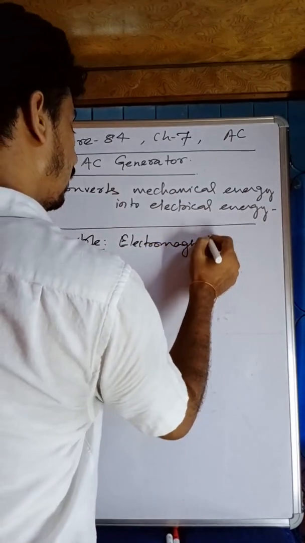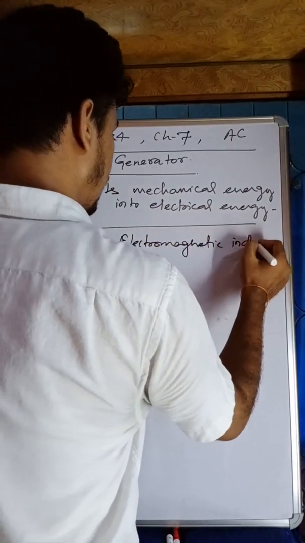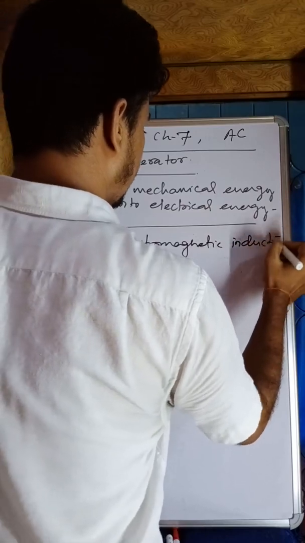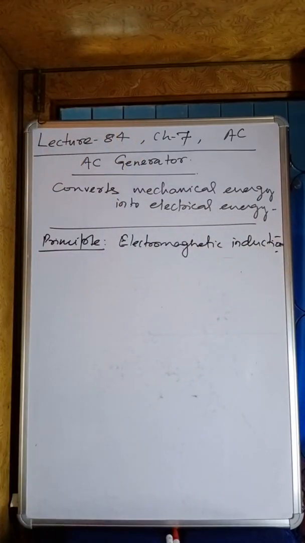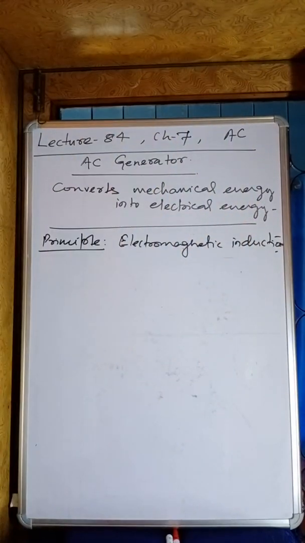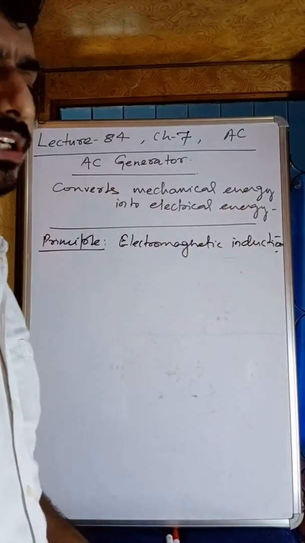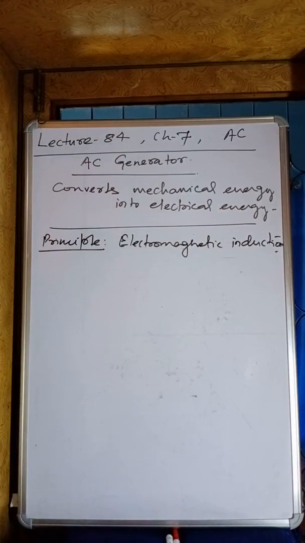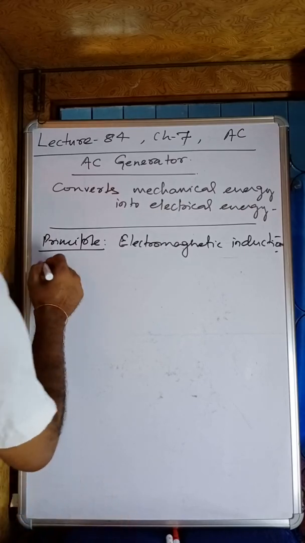Electromagnetic induction. Alright, EMI. That was our chapter number 6, electromagnetic induction. This will work as the principle over which our generator is based. That is the AC generator. Remember, alright. Now we will try to understand its construction and working.